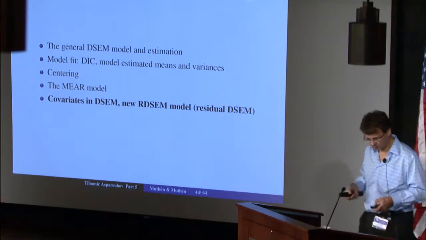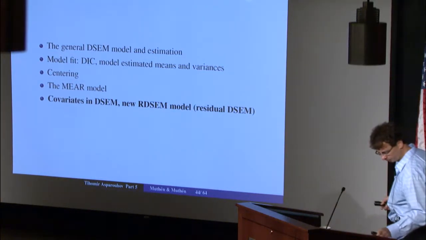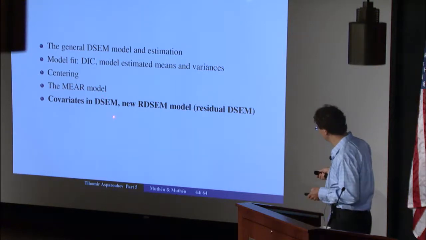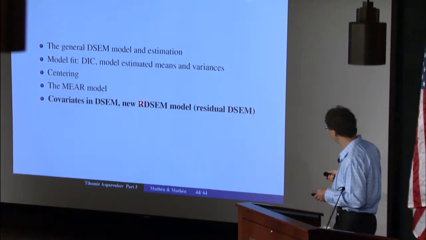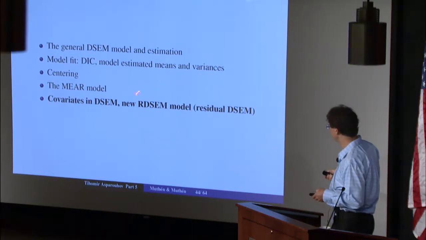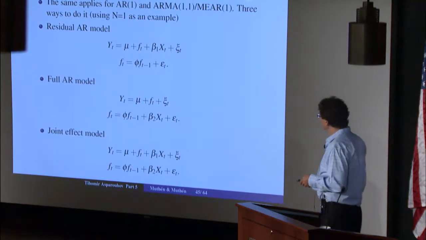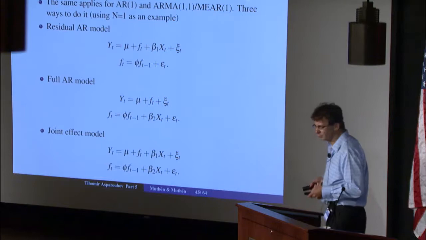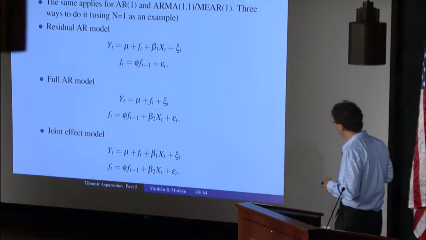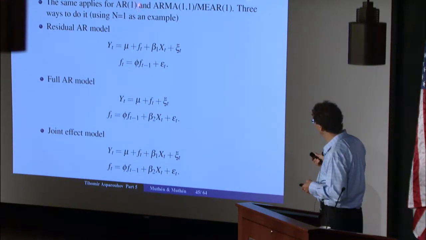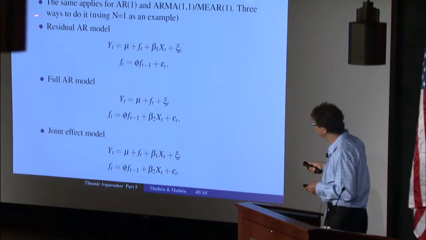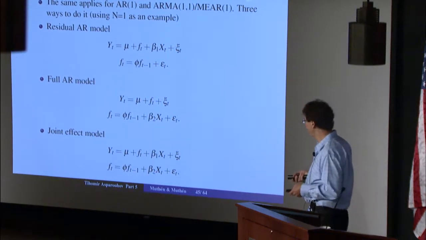So I'm getting to the last topic. This topic is adding covariates in the DSEM framework, and we're also going to discuss the new residual DSEM model. We're going to use the MIR1 model as it allows us to more fully explore the issue of how to add covariates in the DSEM framework. Similar arguments apply also to the AR1 model, but it's a little easier to work with the MIR1 model. There are actually three different ways you can add a covariate in this framework.